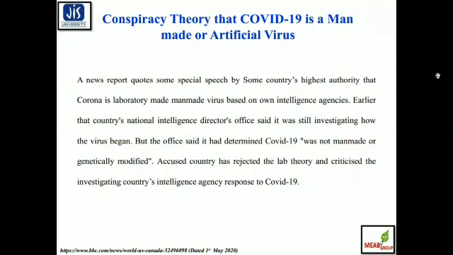its own intelligence agencies. Earlier, that country's National Intelligence Director's Office said it was still investigating how the virus began to spread. But the office said it had determined COVID-19 was not man-made or a genetically modified artificial virus. The accused country has rejected the lab theory and criticizes the investigating country's intelligence agency response to COVID-19.